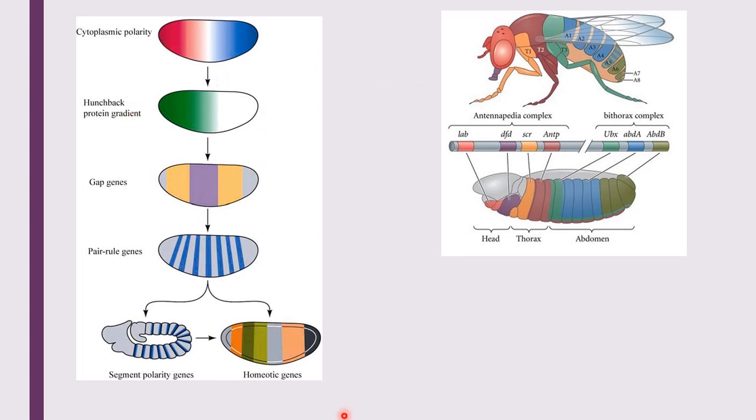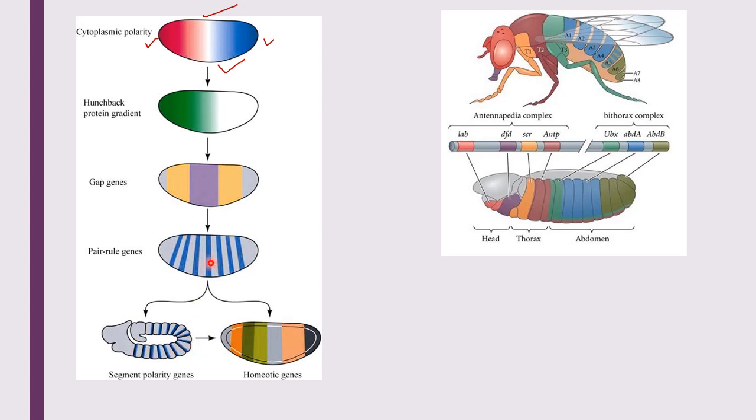First of all, the cytoplasmic polarity, that is establishment of anterior, posterior, dorsal and ventral axis, is maintained by the maternal gene, and one of the types of maternal gene is hunchback. So different concentration of maternal gene helps in establishing or expression of gap gene. Different concentration of gap gene helps in expression of pair rule gene, and different concentration of pair rule gene helps in expression of segment polarity gene.